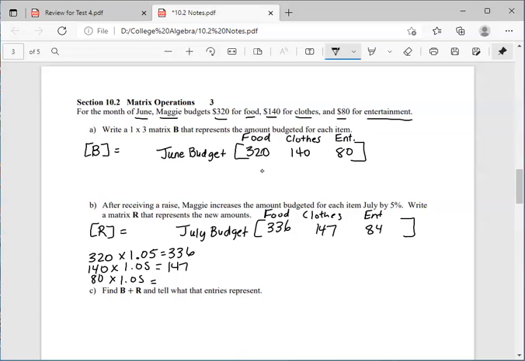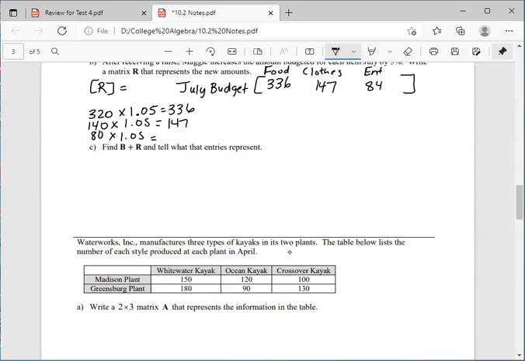Okay. And this next question says, what's going to happen whenever we add those two matrices together? So we say B plus R. So what do we actually end up with when we add those two matrices together? What information is that going to give us? One of them is the June budget, one of them is the July budget, right? So common sense, I think, is just that if I add those together, that's going to tell me what her June and July combined budget is.